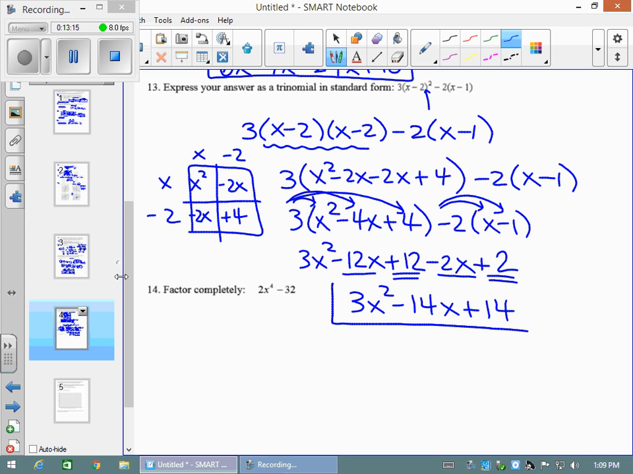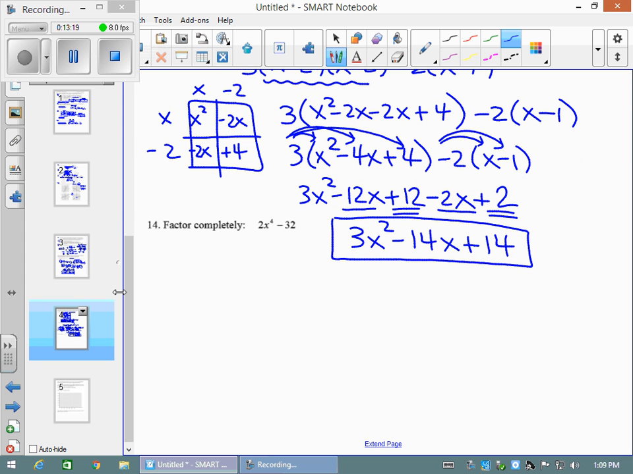And for question 14, we're being asked to factor completely. So the first thing you should always look for when you're factoring is, is there a GCF? I see that I have one, and it's 2. So if I factor out a GCF of 2, what I'm left with inside my other factor is x to the 4th minus 16.